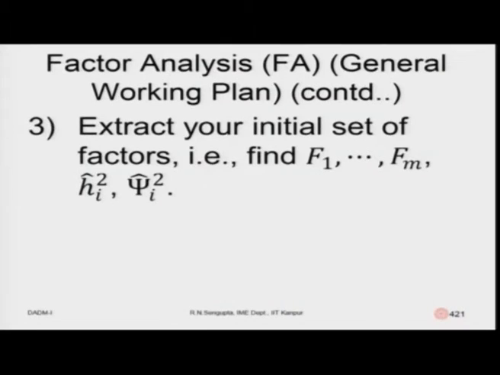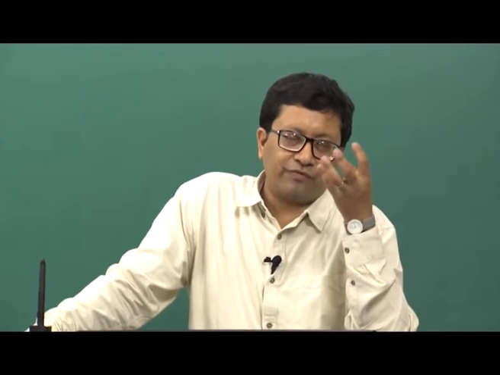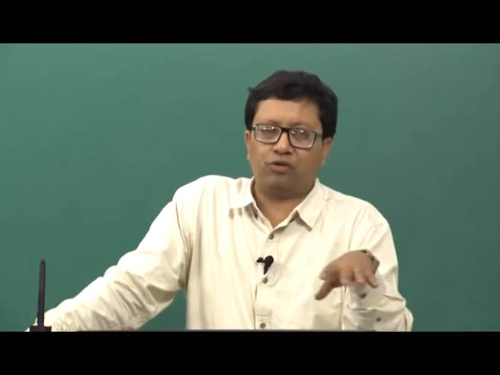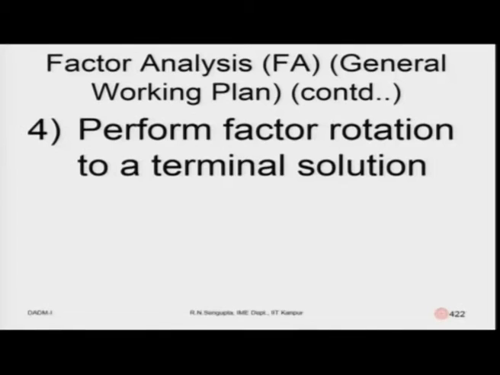So, we will extract our initial set of factors, and based on that we will try to find out f1, f2, f3 until fm. Remember that what we are trying to do is utilize a set of m factors which is smaller in size than p, in such a way that we get the maximum amount of information plausible, and the white noise would be put into the error term. We will perform the factor rotation to a Termin solution.